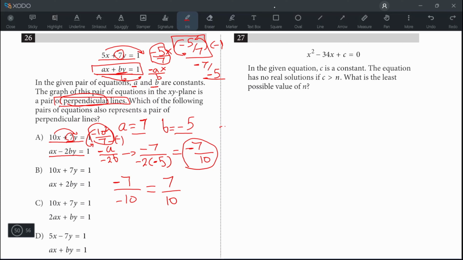However, the slope of the perpendicular line should be negative 7 over 10. So this answer is incorrect.